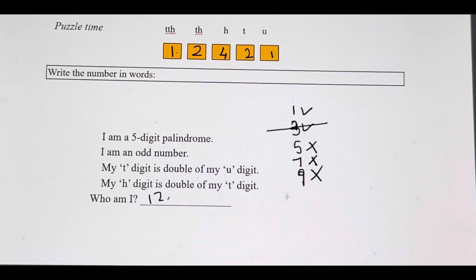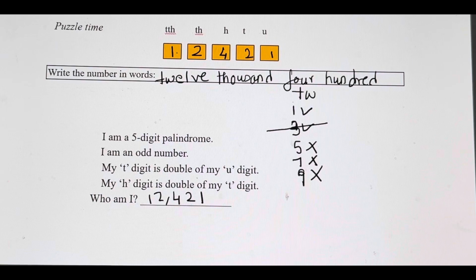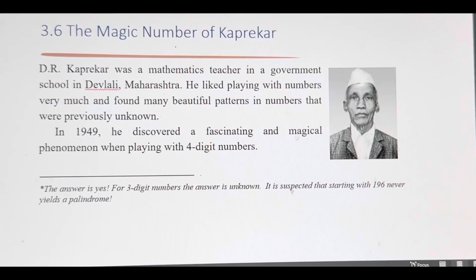It is 12,421. They have asked to write in words also. So we will write in words 12,421. So if any puzzle is asked, always go stepwise and think of all the possibilities and then come to a conclusion. The magic number of Kaprekar.